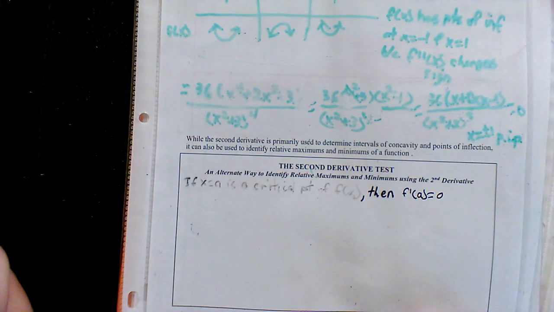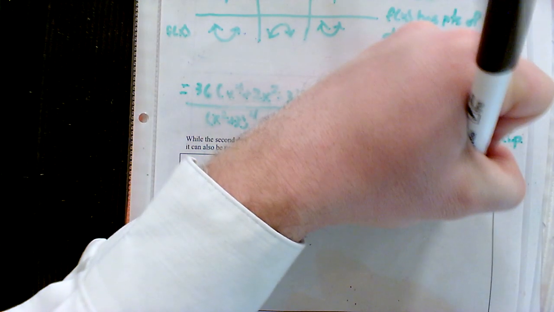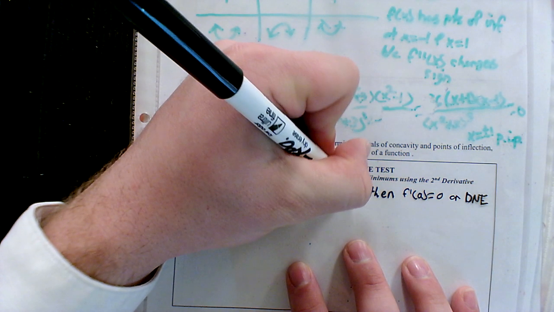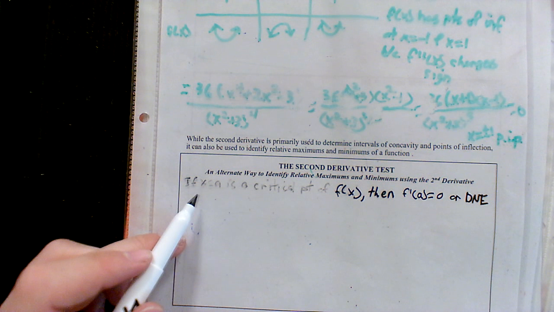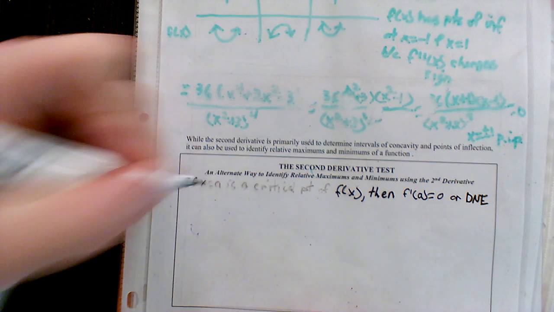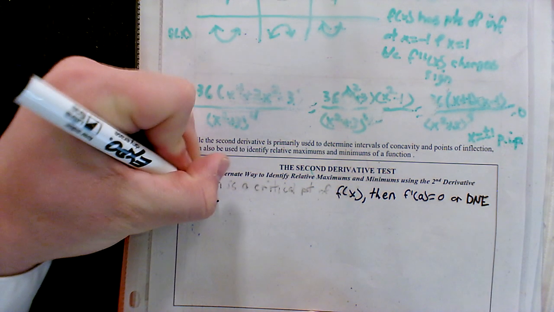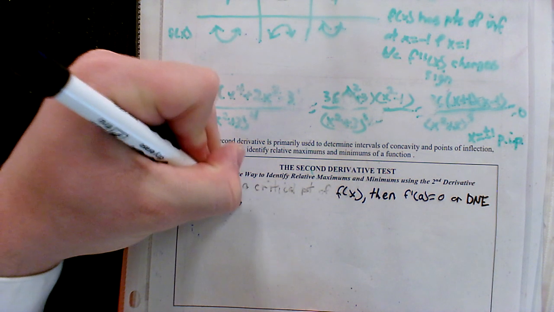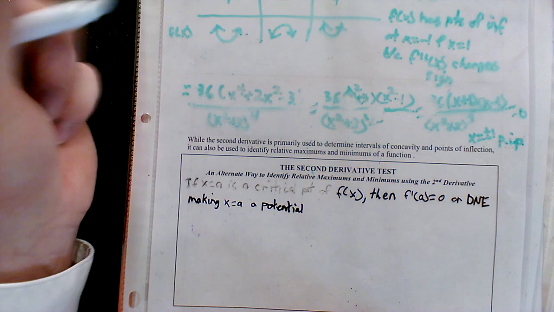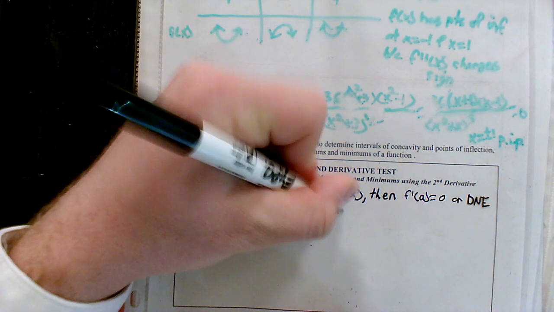If x equals a is a critical point of f of x, then f prime of a is equal to 0 or does not exist. Making x equals a a potential max or min of f of x.